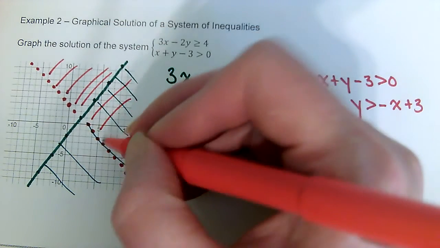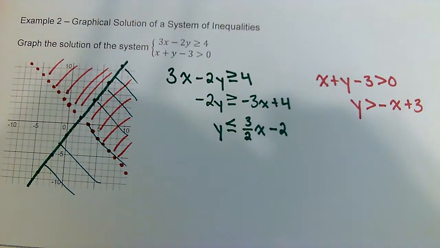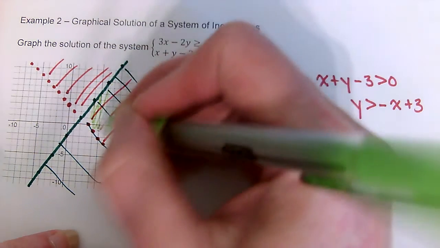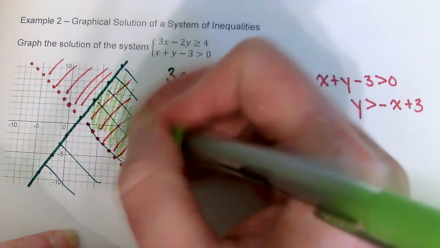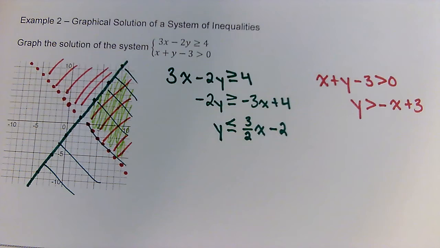Now, for a system, we want the area that is shaded for both graphs. So that's going to be this section right here. That's where everything meets. That meets all the conditions.